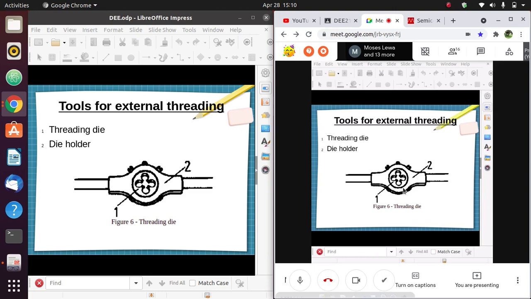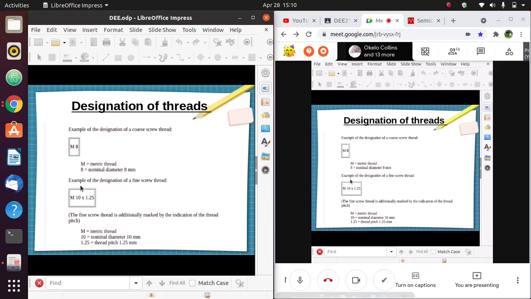Now, how do you designate threads? Ama how do you name threads? Ama ukiandikiwa thread, utajuaje hii thread ni namna gani? Bila kuna number plate ya gari. These threads, ukienda mahali ukisome, utaona mfano M8. You should know as an engineer that this means that this is a metric thread and it is 8 nominal diameter. Kuna M10 x 1.25: metric thread has a diameter of 10 millimeters and the thread pitch, the distance between one crest of the thread to the next one, is 1.25 millimeters.